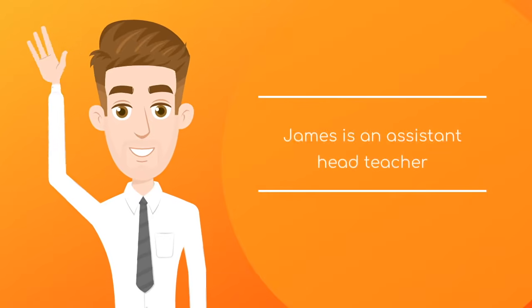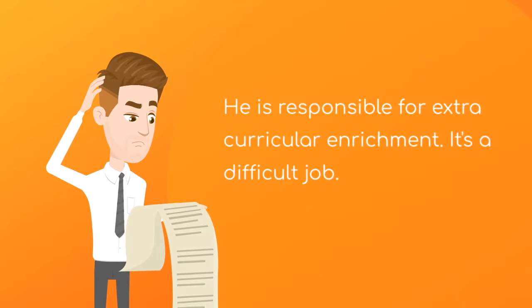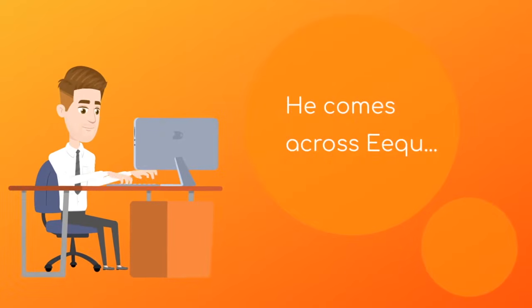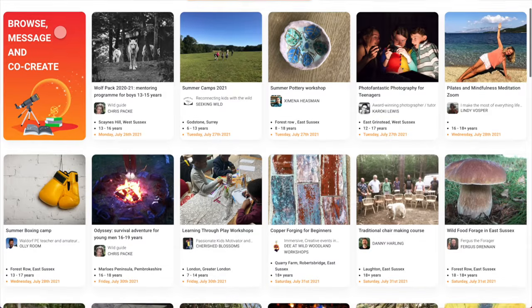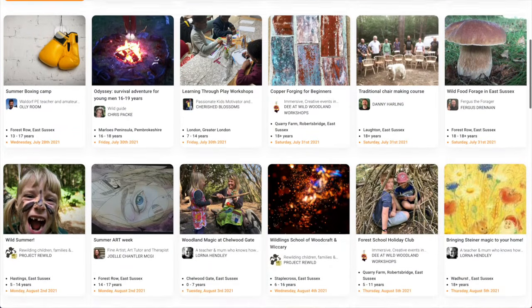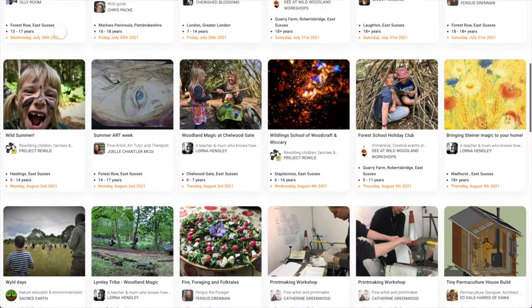James is the assistant head teacher at a secondary school. James has a hard job. He's responsible for extracurricular enrichment, which is a big factor in recruiting and retaining students. He comes across Eequ and browses hundreds of inspiring clubs provided by local skill sharers and small businesses. Some of them would be ideal for his students, if only they took place at 3:15 at his school.